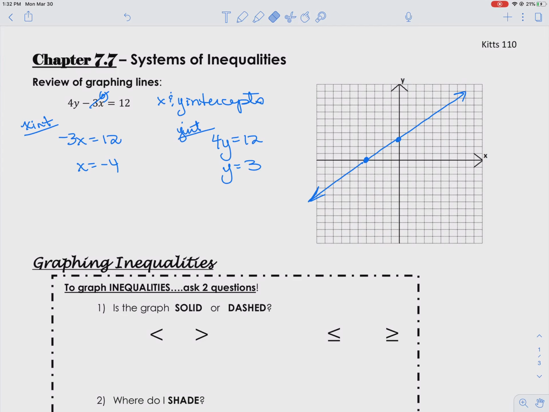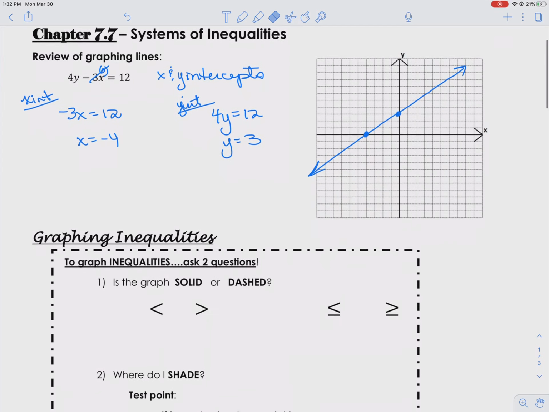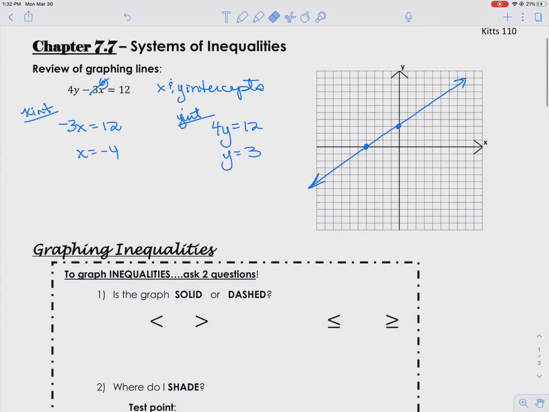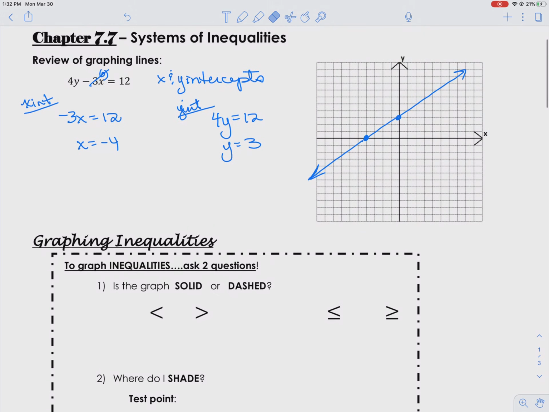Now, we're not graphing lines, though. We're graphing inequalities. With inequalities, you've got two questions you have to ask. The first is, is my graph actually going to be solid, or is it going to be dashed? Well, look at the one we just did. This one had an equal mark, so it was a solid line.